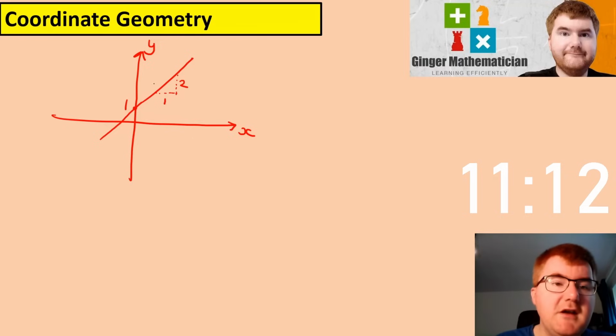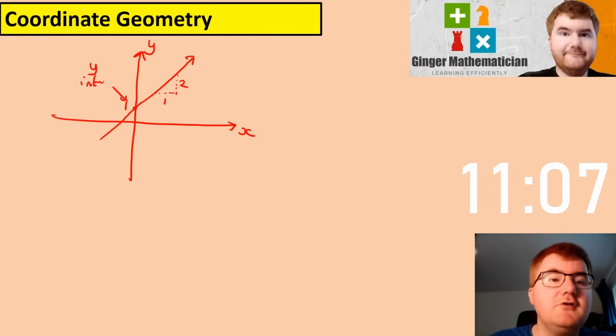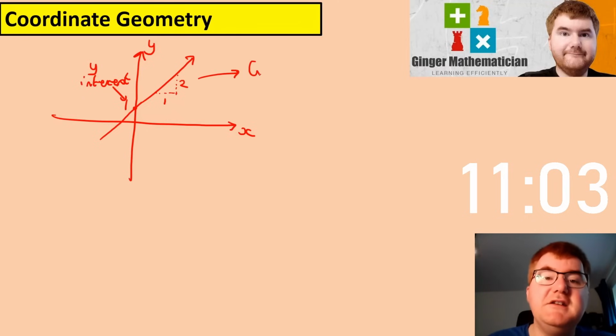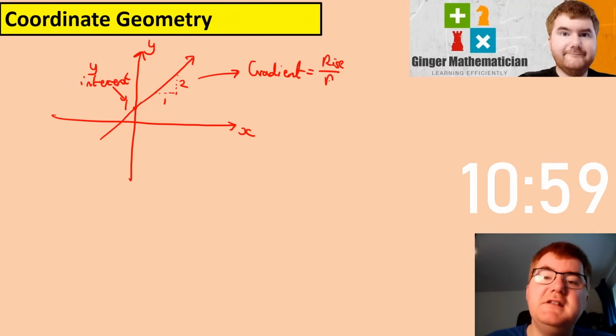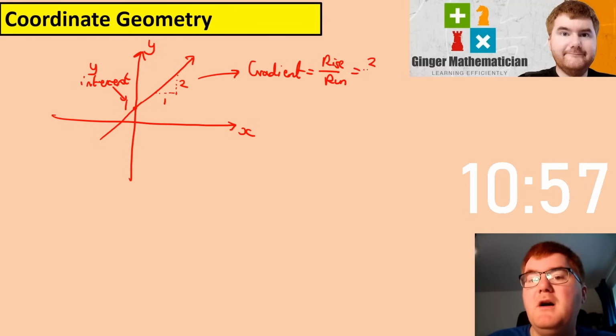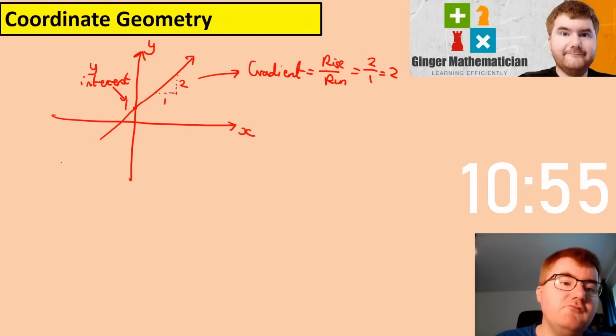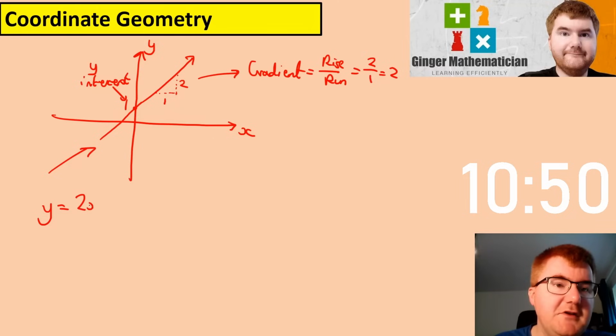Coordinate geometry, so here we've got a straight line. This is the y-intercept, so where it crosses the y-axis, and this 2 and 1, we work out the gradient, so the steepness of a line, by doing what's called rise over run. So in this case, the 2 divided by the 1, and that's equal to 2. And now we can write this as an equation. y equals, the gradient is 2, so we put 2x. The y-intercept is 1, we put plus 1.